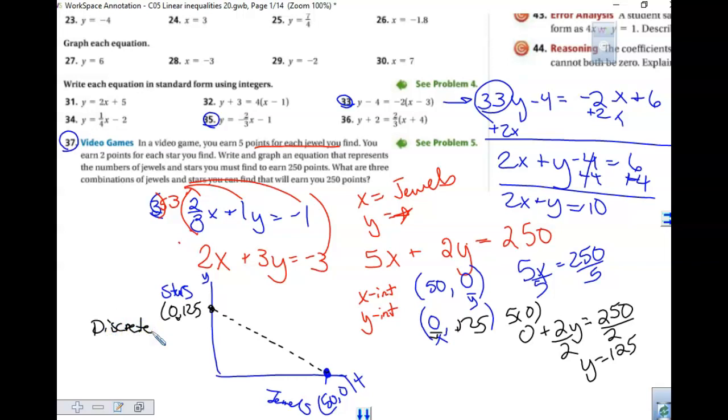So it's discrete. And now if I was listing 3 possibilities, the easiest way to find my possibilities, I already have 0, 125 and 50, 0. Those are 2 points already, right? They ask you to give another combination. Pick a value for x and solve for y in this equation. Pick a value for y and solve for x. That'll give you your other combination.